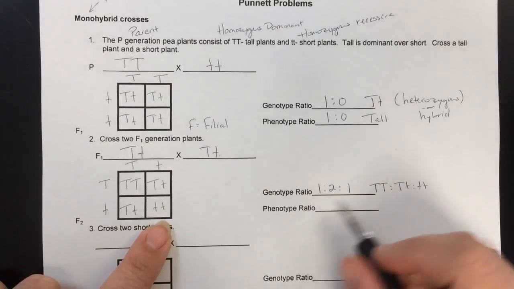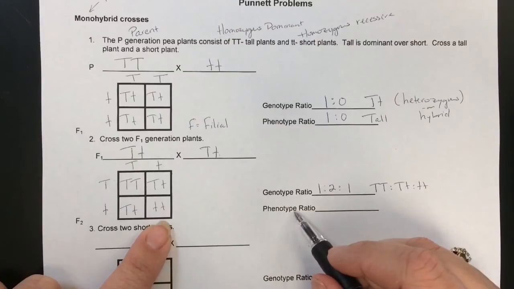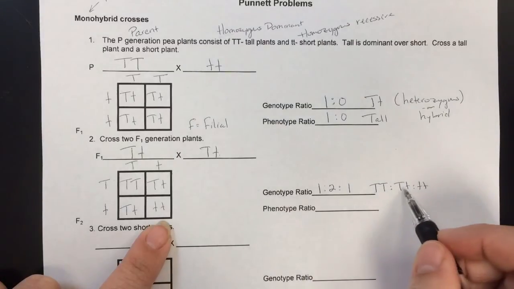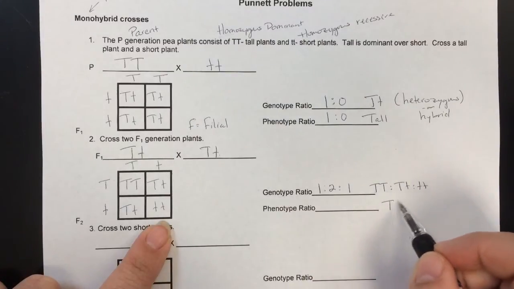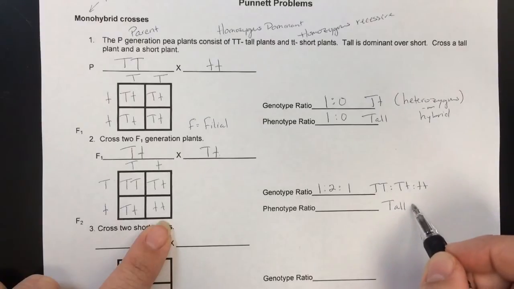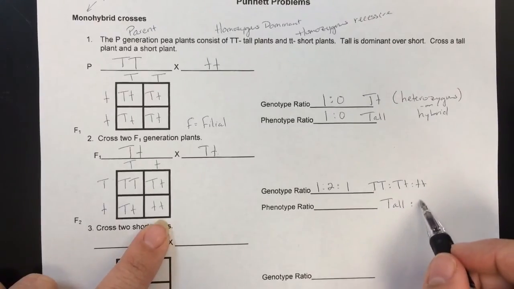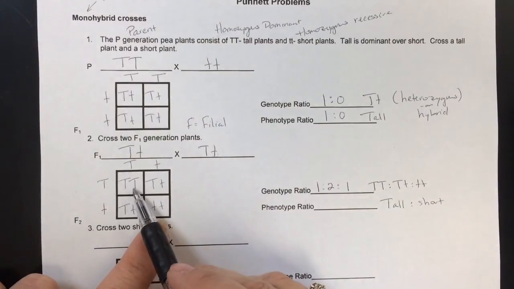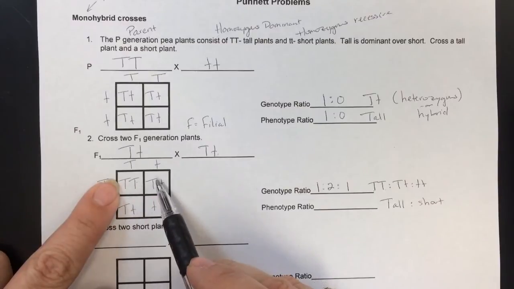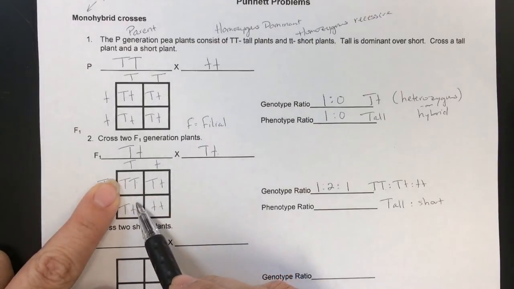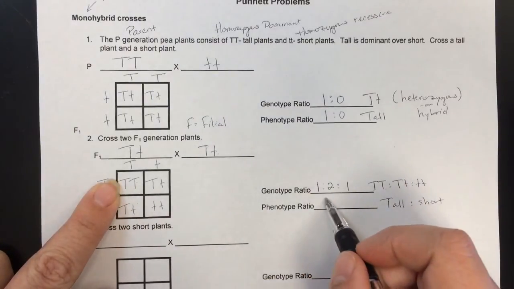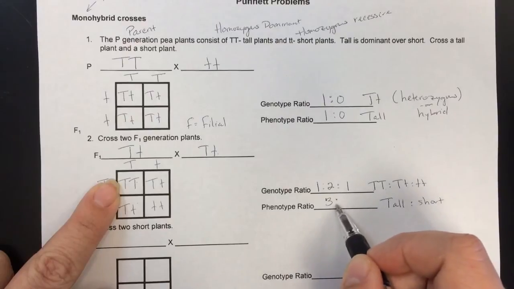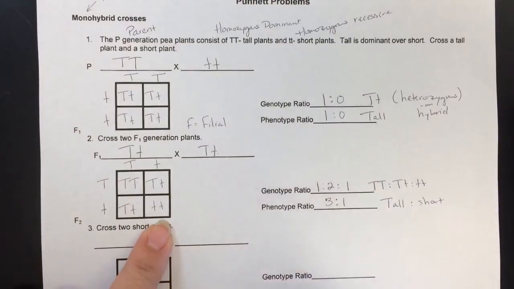When we look at our phenotype, the trait that's actually expressed, our big T and our big little would both be expressing the tall trait, and the little t would be expressing the short trait. So if we come back over here and look at our offspring, this one, and this one are all exhibiting tall. So there are 3 with tall and 1 with small.